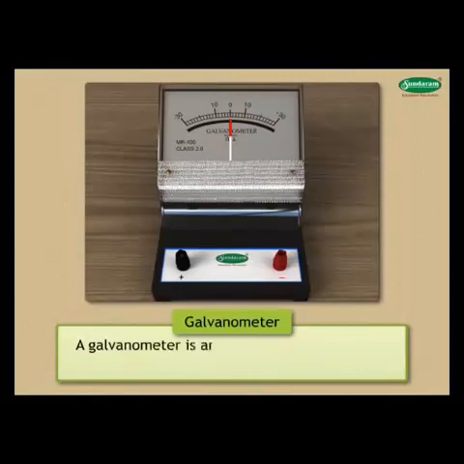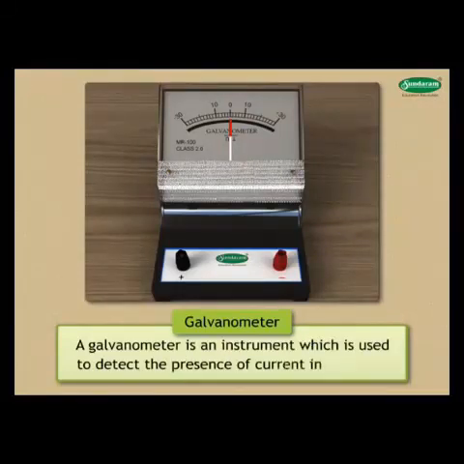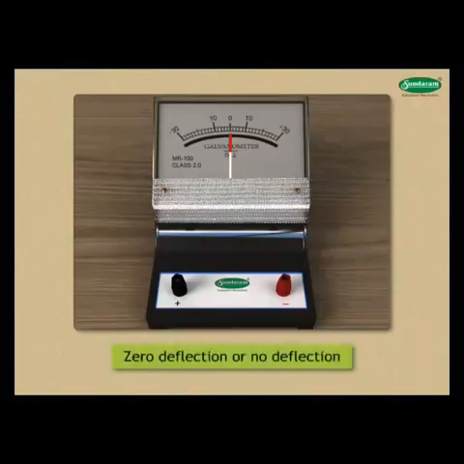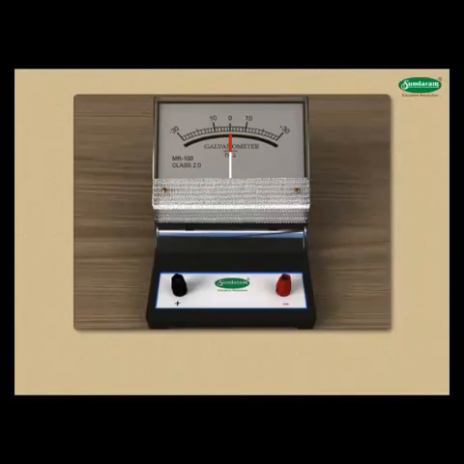A galvanometer is an instrument which is used to detect the presence of current in a circuit. If the current in a circuit is zero, the galvanometer will show zero deflection or no deflection. The deflection is on either side of the zero mark depending on the direction of the current.